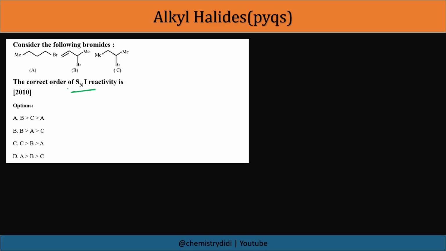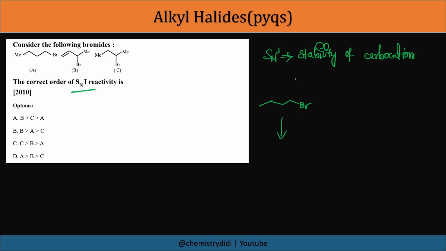Here they are asking the correct order of SN1. So for SN1, just try to remember that you need to check the stability of the carbocation. Here just try to remove the halogen and try to write the product. First, this one, they have given bromine. Here Me means methyl group only, that's why I'm just keeping it like this.